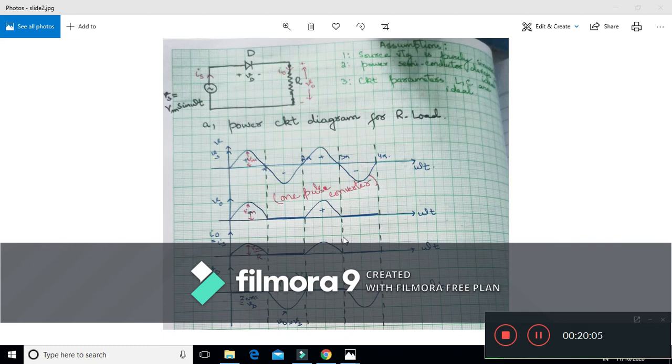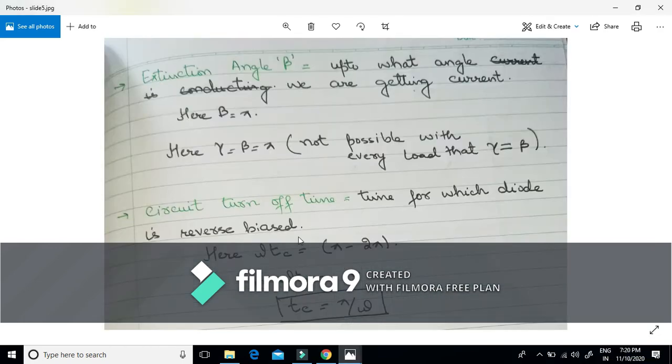Another one is the circuit turn off time, that's represented by TC. This is the circuit turn off time, which represents the time for which our diode or semiconductor device is reverse biased. Basically, this diode is reverse biased from pi to 2 pi, or we can say that period is 2 pi minus pi, that is equal to pi. This is represented by omega TC, the circuit turn off time, equal to pi.